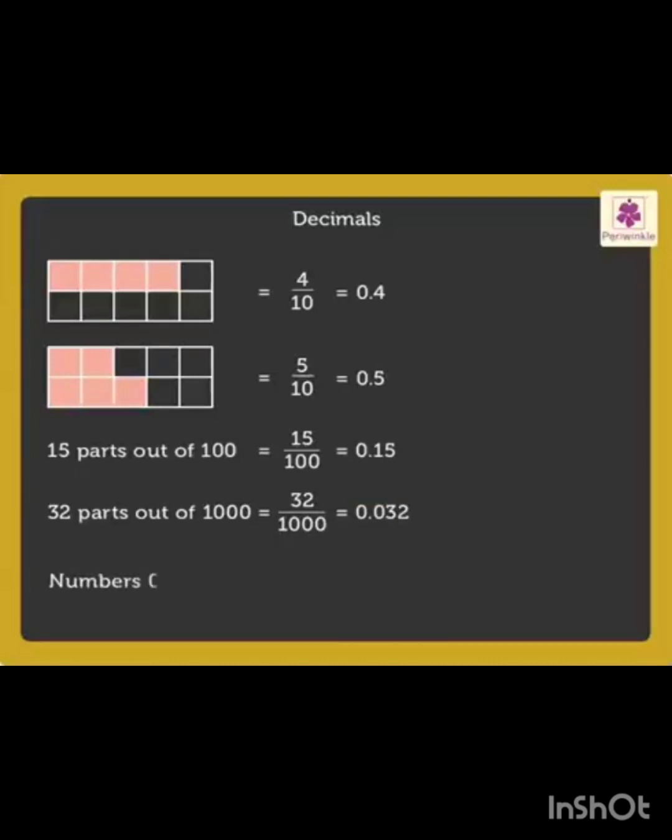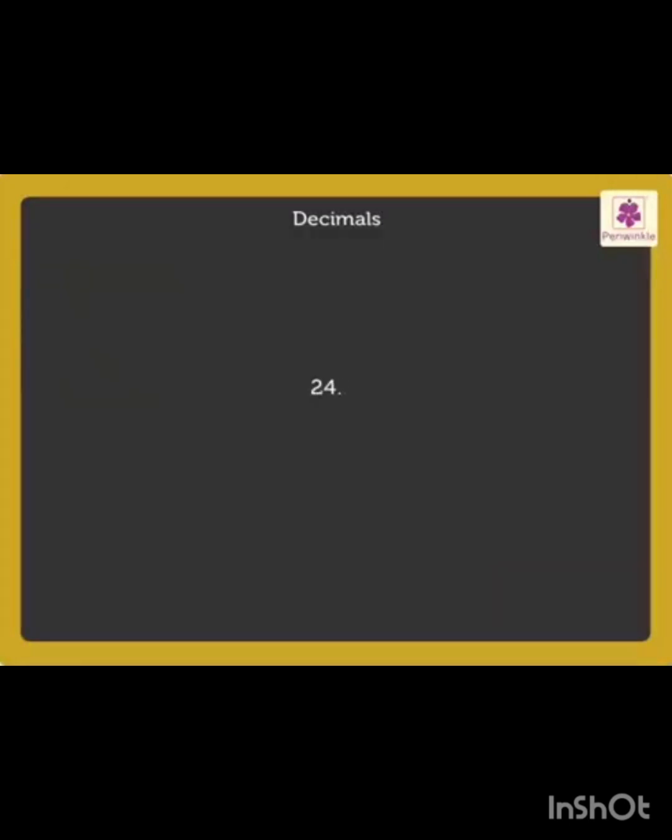These numbers 0.4, 0.5, 0.15 and 0.032 are called decimal numbers or decimals. A decimal number has 2 parts, one on the left side and other on the right side of the point. Let us see what these parts are. Consider the decimal 24.31. The dot in between 24 and 31 is called the decimal point.